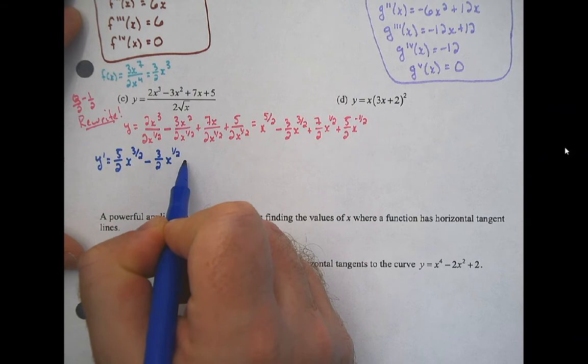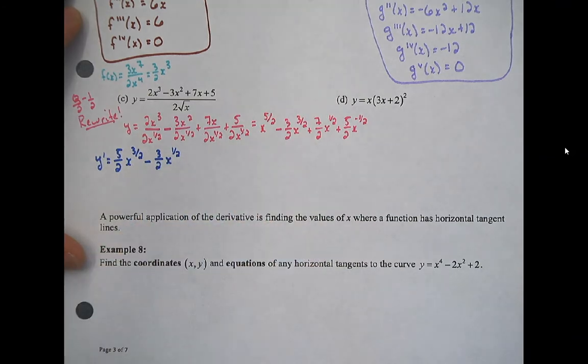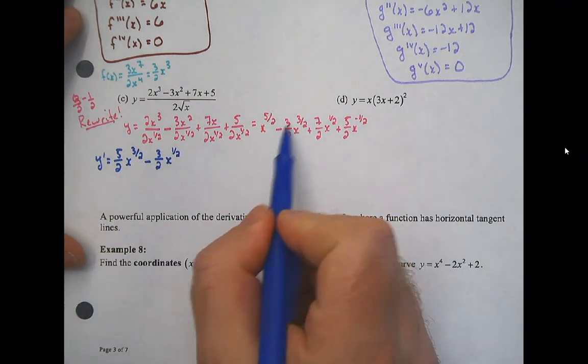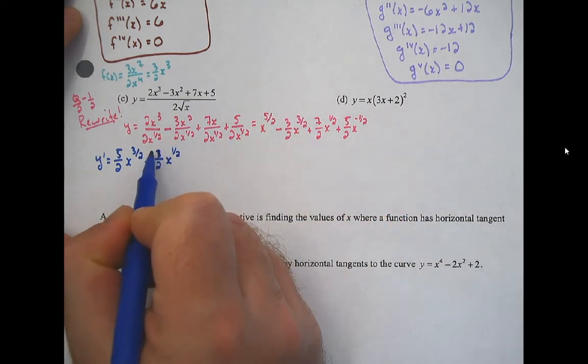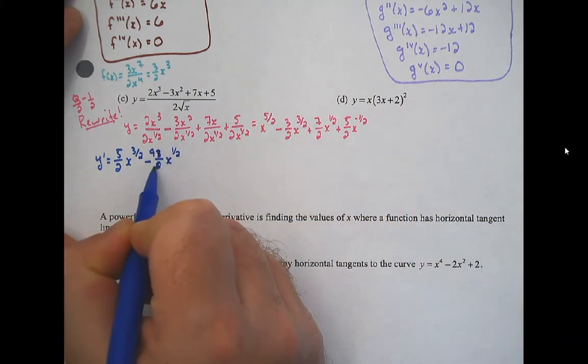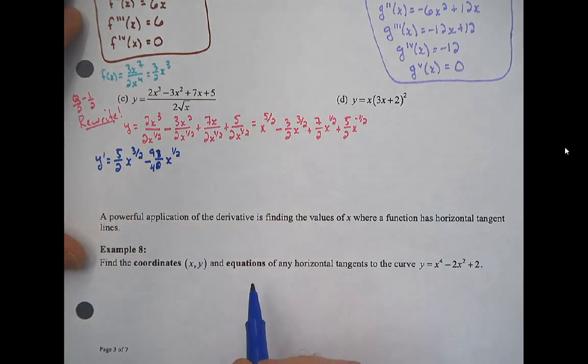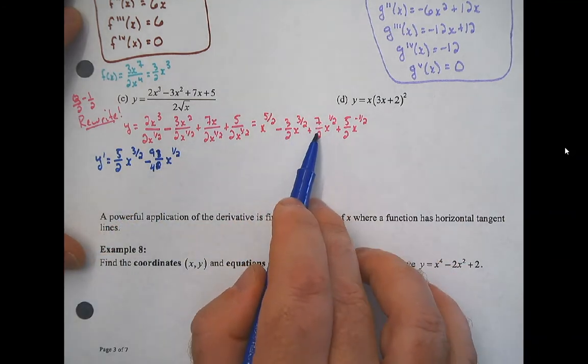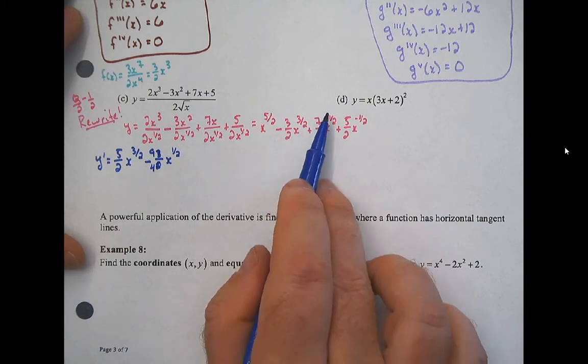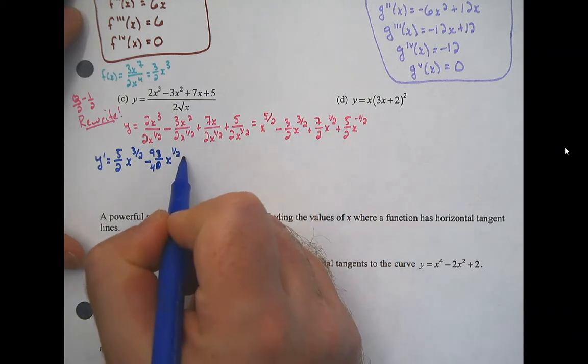Plus, dang it, I messed that up. I forgot to multiply first. So this would be 9/4, 9/4 x to the 1/2. Now let's see if I can remember this time. I'm going to do the multiplying first. 7/2 times 1/2 is 7/4.